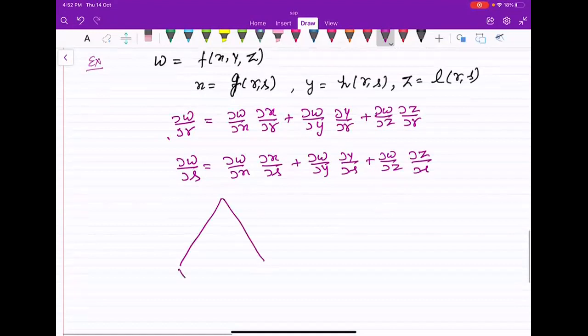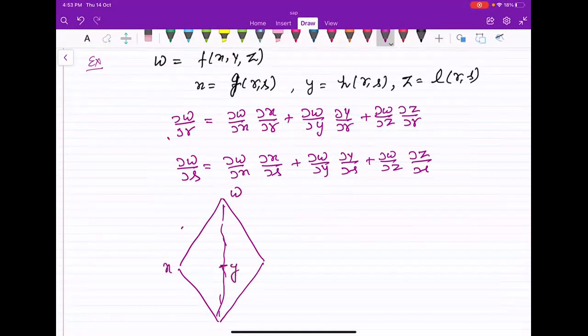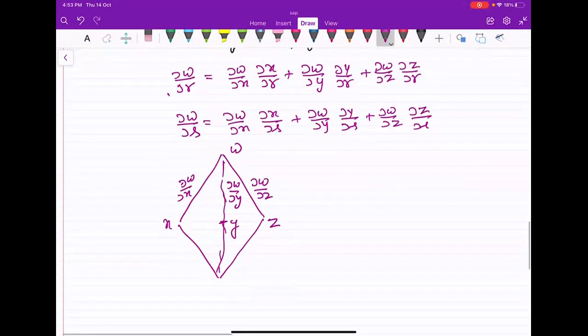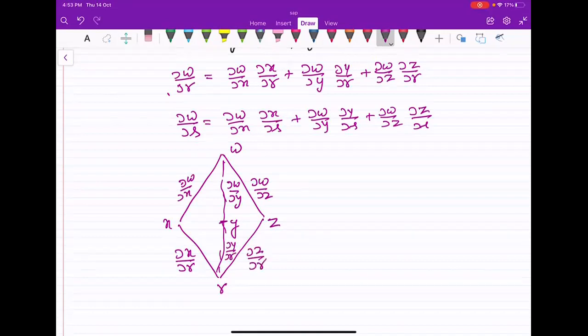You can understand it with the help of a tree diagram. If the graphical representation is clear, then it is very easy. So it is x, y, and z. So it will be del w over del x, del w over del y, and del w over del z. And these are functions of r and s. So it is r: del x over del r, del y over del r, del z over del r. So this is one diagram associated with r only.